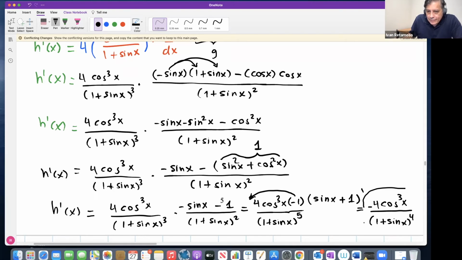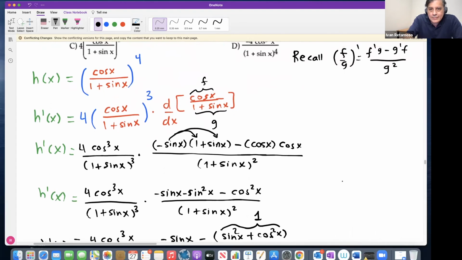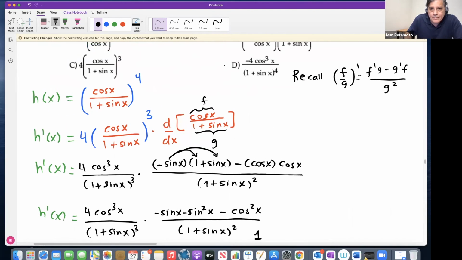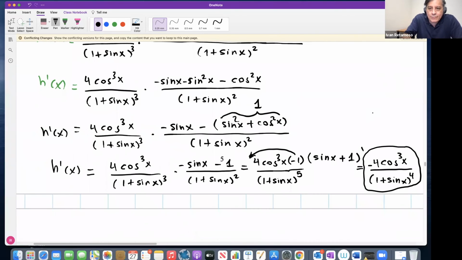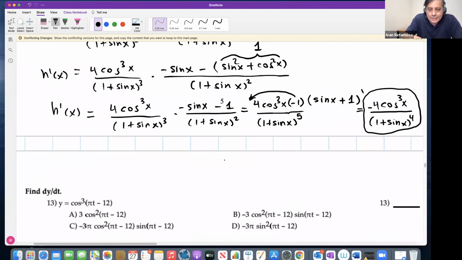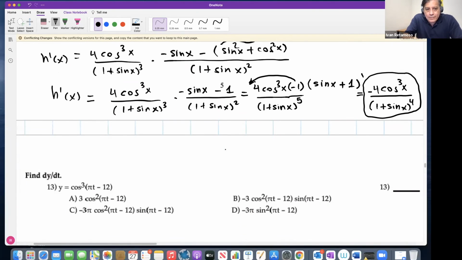All this. So look for this among the choices, and you will see that that is shown on choice D here. This guy, right? 4 cosine cube over 1 plus sine of x raised to the 4th power. Yeah, this is the hardest this could get, right? It's just very tricky and heavy, algebraically speaking. So for you to know.